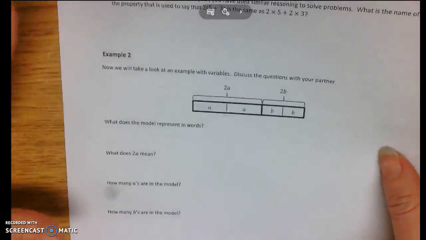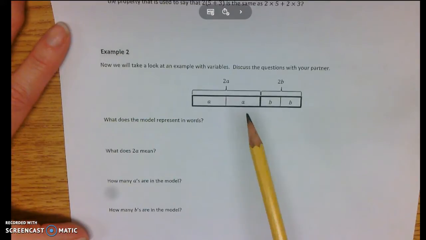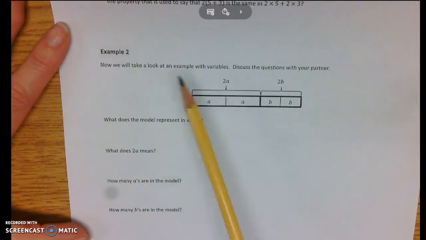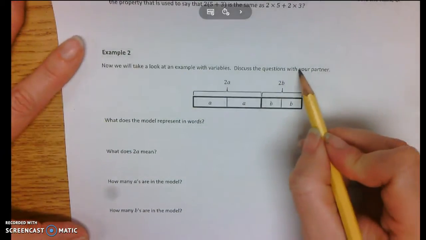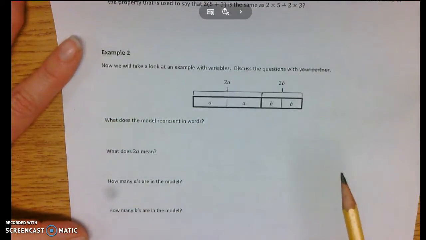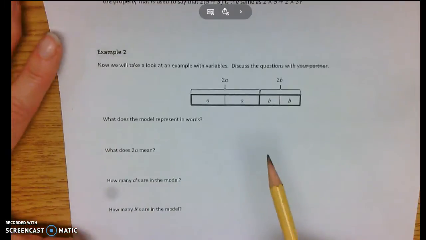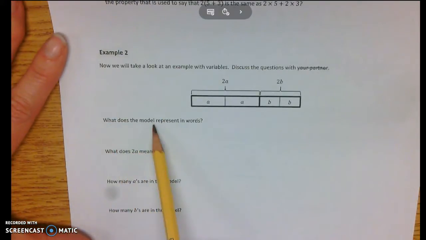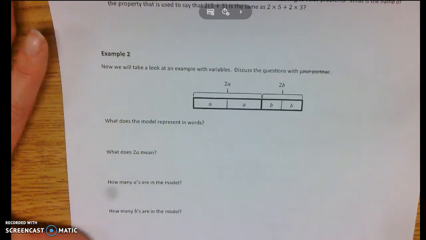Now let's look at the distributive property as it's used in algebra with variables. So again, you're just kind of following along with me still. We will take a look at this example with variables, and you're not going to discuss the questions with your partner. You're just going to discuss them with me during this video. So first of all, it says, what does the model represent in words?